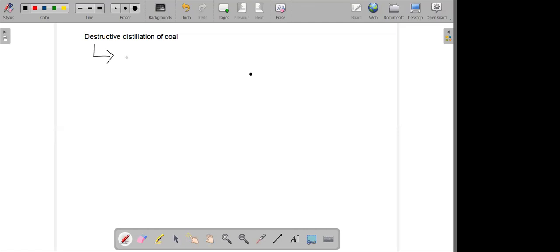Sir, I have a doubt. Why does LPG only produce some smoke? LPG is butane gas. It is obtained from the refining of petroleum.